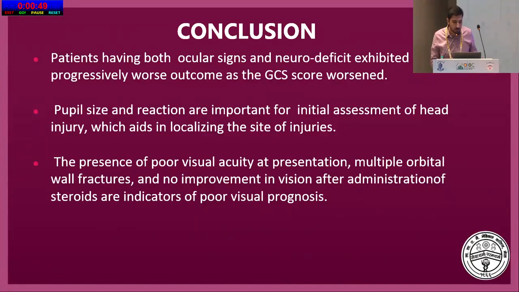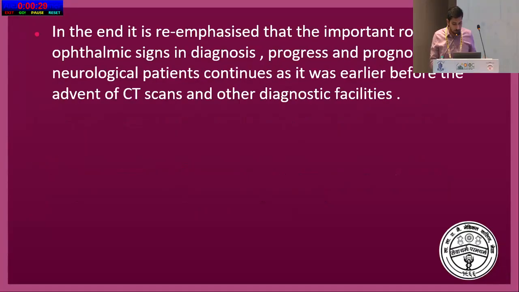So from the study, we can conclude that patients having both ocular signs and neurodeficit exhibited a progressively worse outcome as the GCS score worsened. Pupil size and reaction are important for initial assessment of head injury, which aids in localizing the site of injuries. The presence of poor visual acuity at presentation, multiple orbital wall fractures, and no improvement in vision after administration of steroids were the indicators of poor visual prognosis.